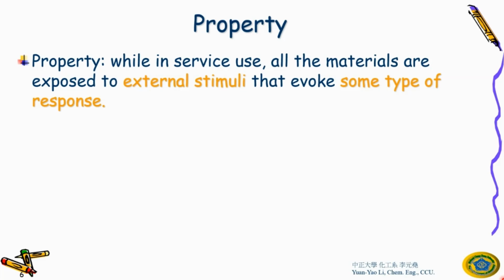Right. So in terms of material science, you need to relate the material structure and the property. So what's the property? While in service, all materials are exposed to external stimuli that evoke some type of response. So what does that mean? For example, if you have this material and an external force is applied to this object, it will come up with some response. So there is some type of response.